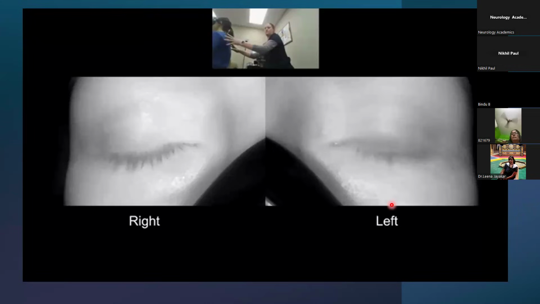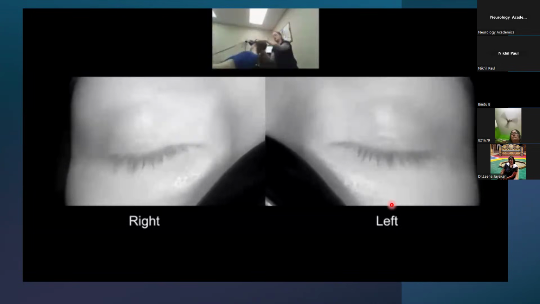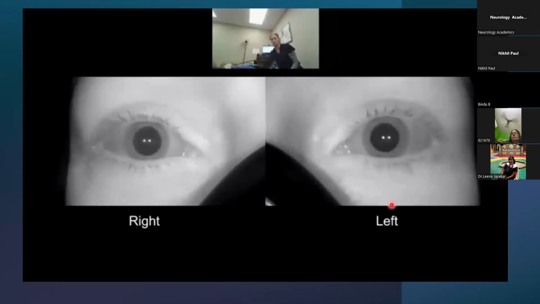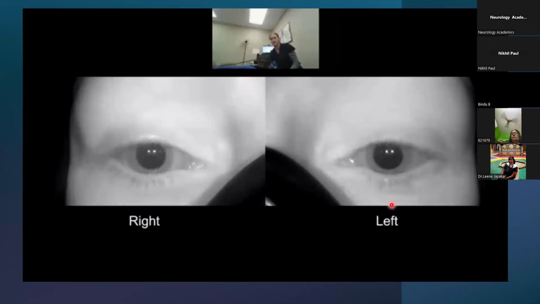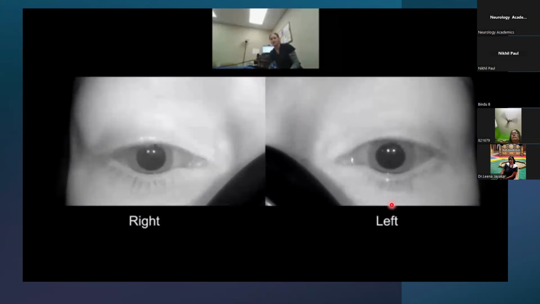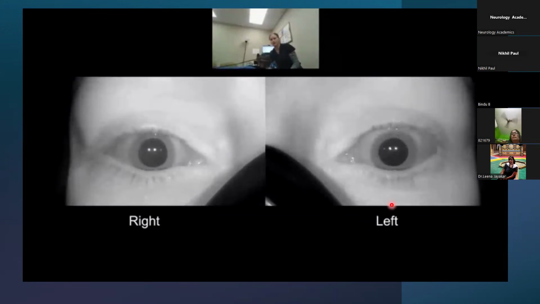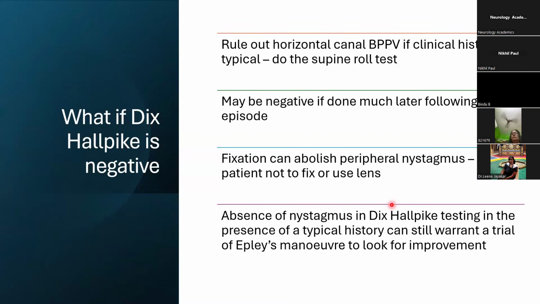So this is a video demonstrating it. They've used a video nystagmogram to see it clearly. Initially there's no nystagmus. After a latent period, we see the typical vertical upbeating nystagmus. So this is very classical of a posterior canal BPPV. So we do the Dix-Hallpike in a patient who has a typical history of vertigo. You are trying to simulate the right posture. Right posterior.